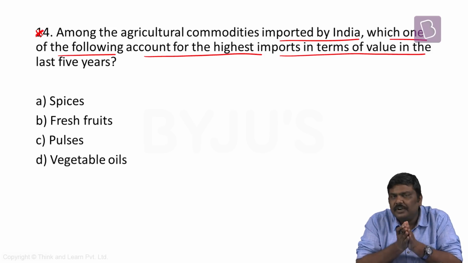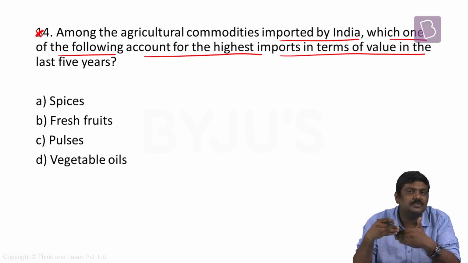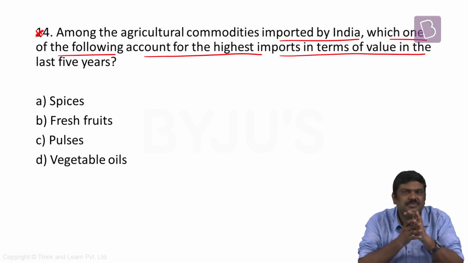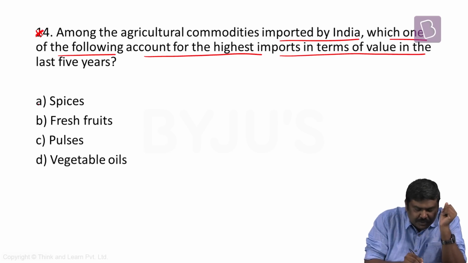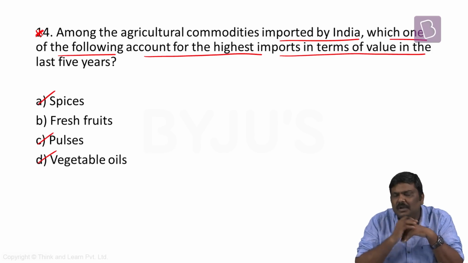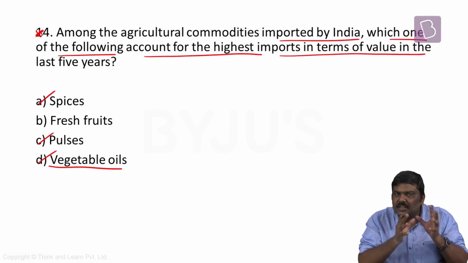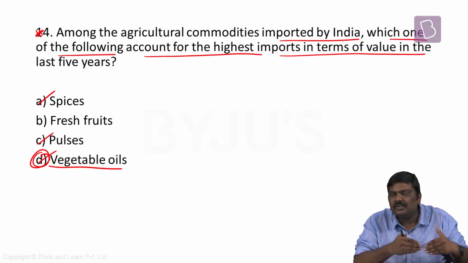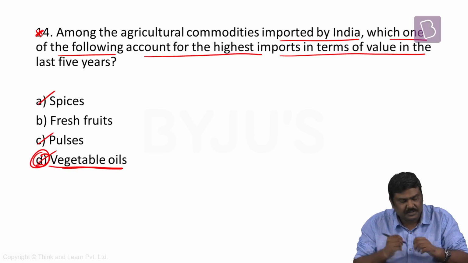On the other side, Government of India has also proposed a unified framework to promote agriculture exports from India. Based on this discussion which has been happening in the last 1 year, this question has been asked. Out of the commodities listed here, India imports spices, pulses, and vegetable oils. But historically, the import of vegetable oils has been the highest, and even in the last 5 years, the import of vegetable oils has been the highest amongst the commodities given here. So the right option for this question will be option D, that is vegetable oils.